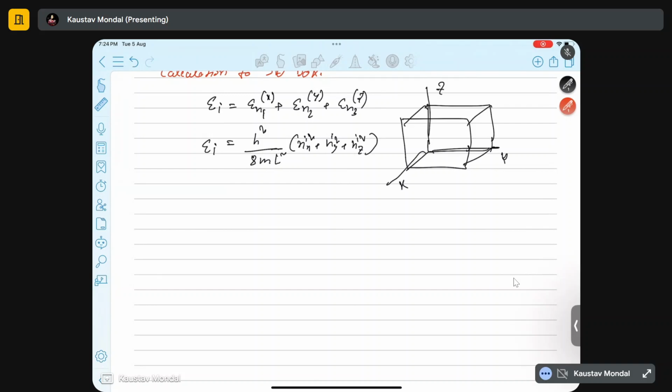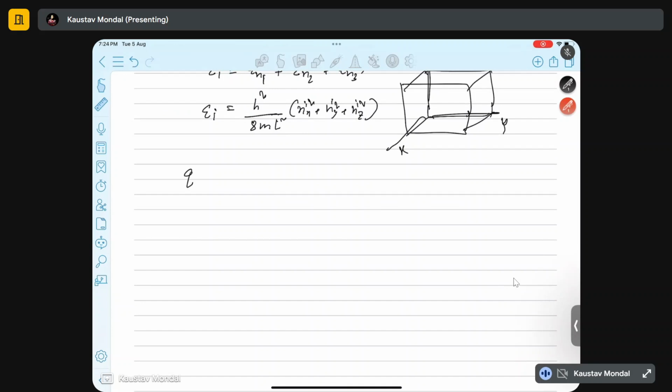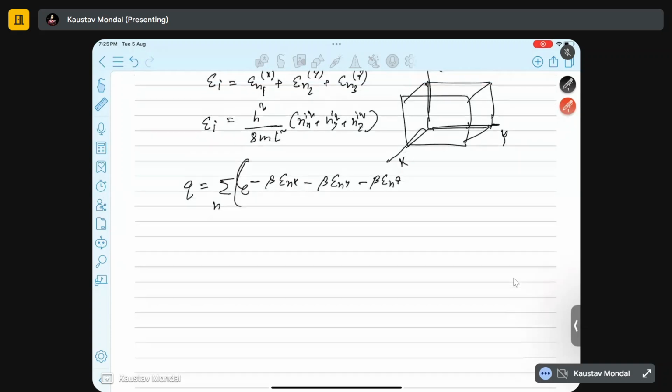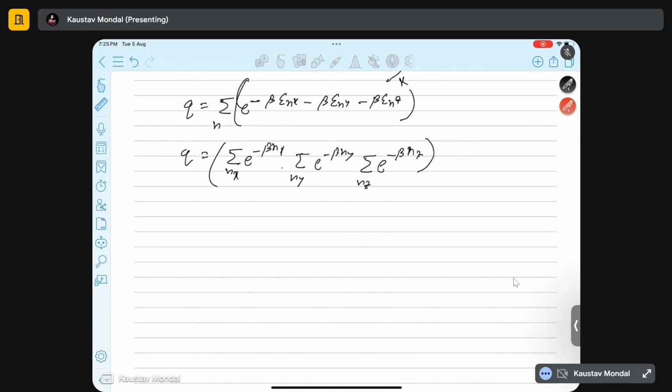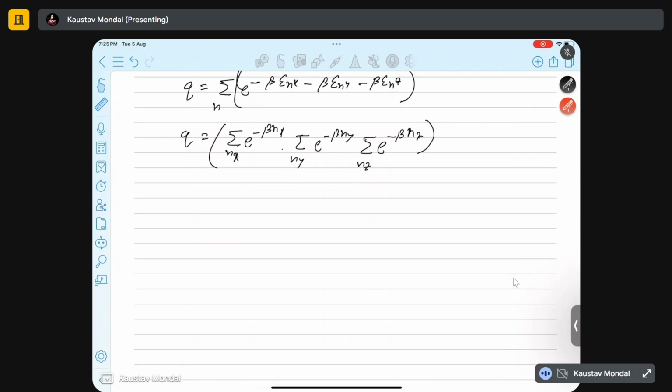Z, X, Y. So for this kind of situation, if you calculate the partition function, this gives you the summation over n of e to the power minus beta En x, minus beta En y, minus beta En z. Here you can write this as the summation over nx of e to the power minus beta Enx, times the summation over ny, times the summation over nz, for all possible combinations of nx, ny and nz. So Q you can write as Qx, Qy, Qz.